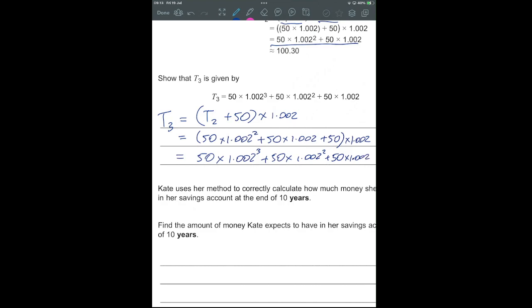You can kind of start to see the pattern. This was the original 50 she put in, compounded for the 3 months. This is the second 50 she put in, compounded for 2 months. This is the 50 she put in this month, compounded only once.